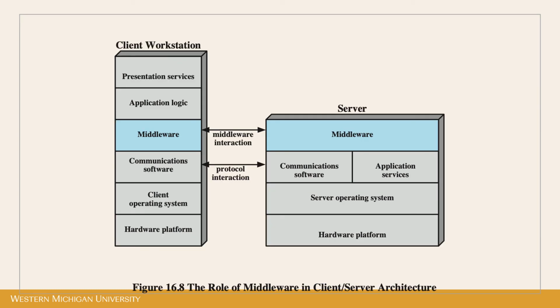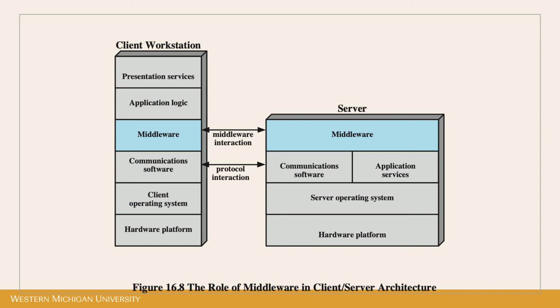So probably easiest to understand that by looking at it in an illustration here as we've been looking at it before. So what we can have is on the client, we have our presentation services, our application logic, and then it's middleware that runs on both the client and the server that provides the interaction between the two systems. Then after that, everything is pretty much the same, right?